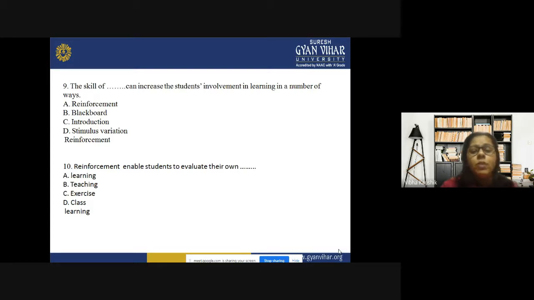Now, the next one: reinforcement enables students to evaluate their own dash. What is the thing that is helping the learners to evaluate their dash? The options are A. Learning, B. Teaching, C. Exercises, or D. Class. Now you have to select the correct answer on the basis of the given choices, and the correct answer will be option A, that is learning.